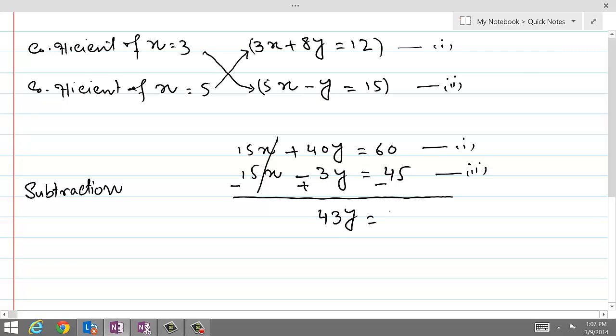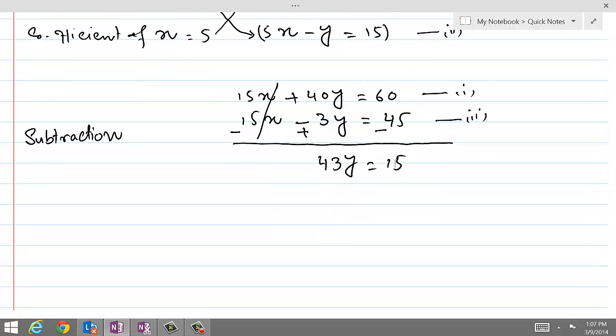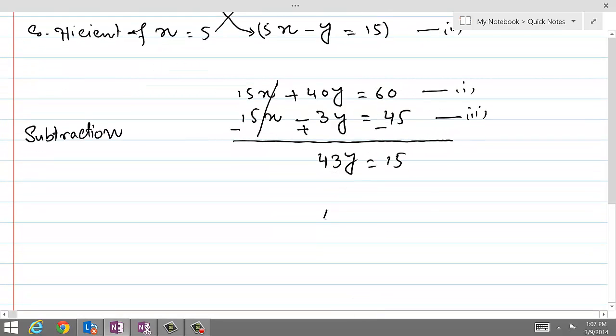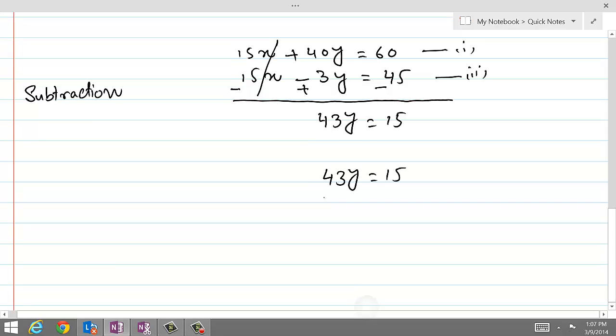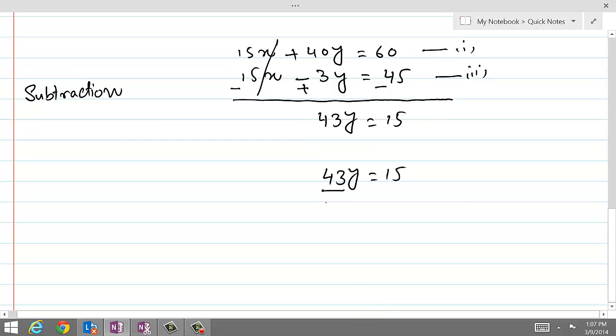y is equal to 60 minus 45, which gives us plus 15. So 43y is equal to 15, and we want to isolate y, so we divide both sides by 43, and this will give us y is equal to 15 over 43.